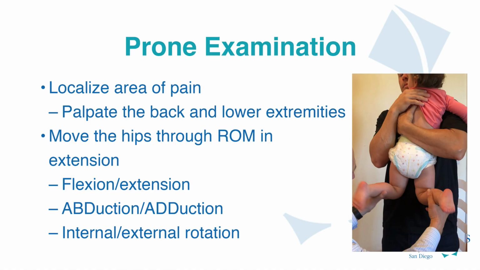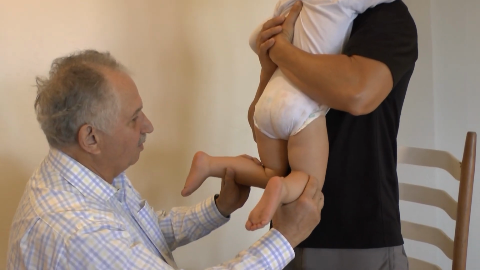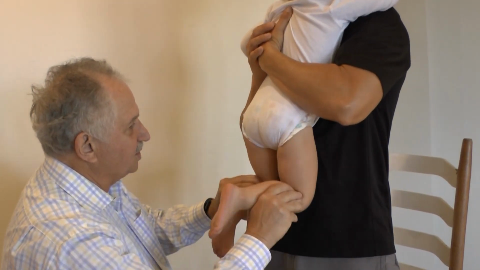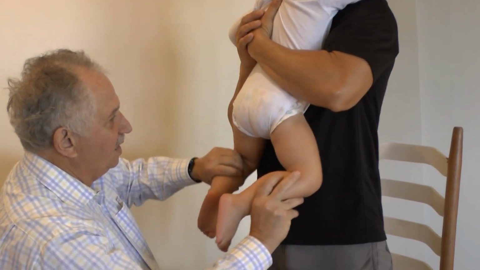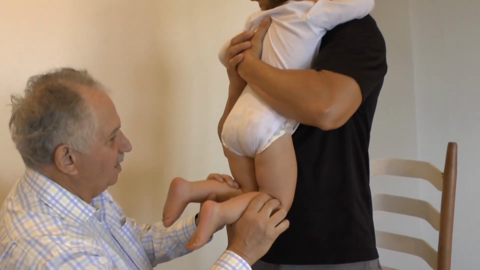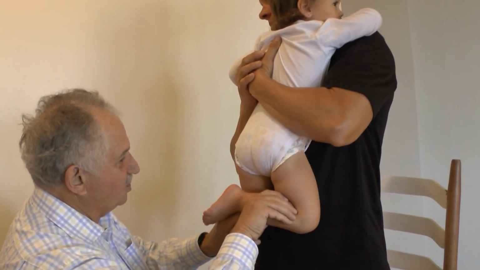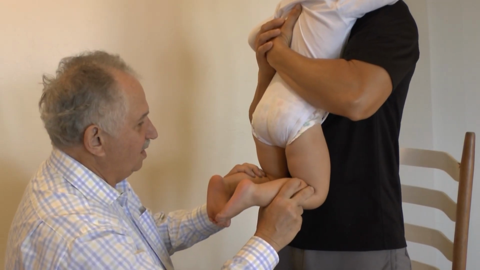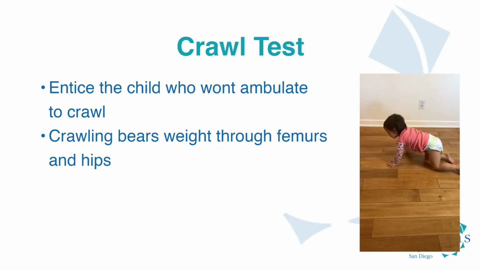Flexion, extension, abduction, adduction, and internal and external rotation can all be performed well from this position. For the younger child, this is best done with the child being held by the parent chest to chest with hips fully extended. Here, extension, abduction, as well as internal and external rotation can be performed, again maintaining the patient's comfort. A second helpful test is the crawl test.